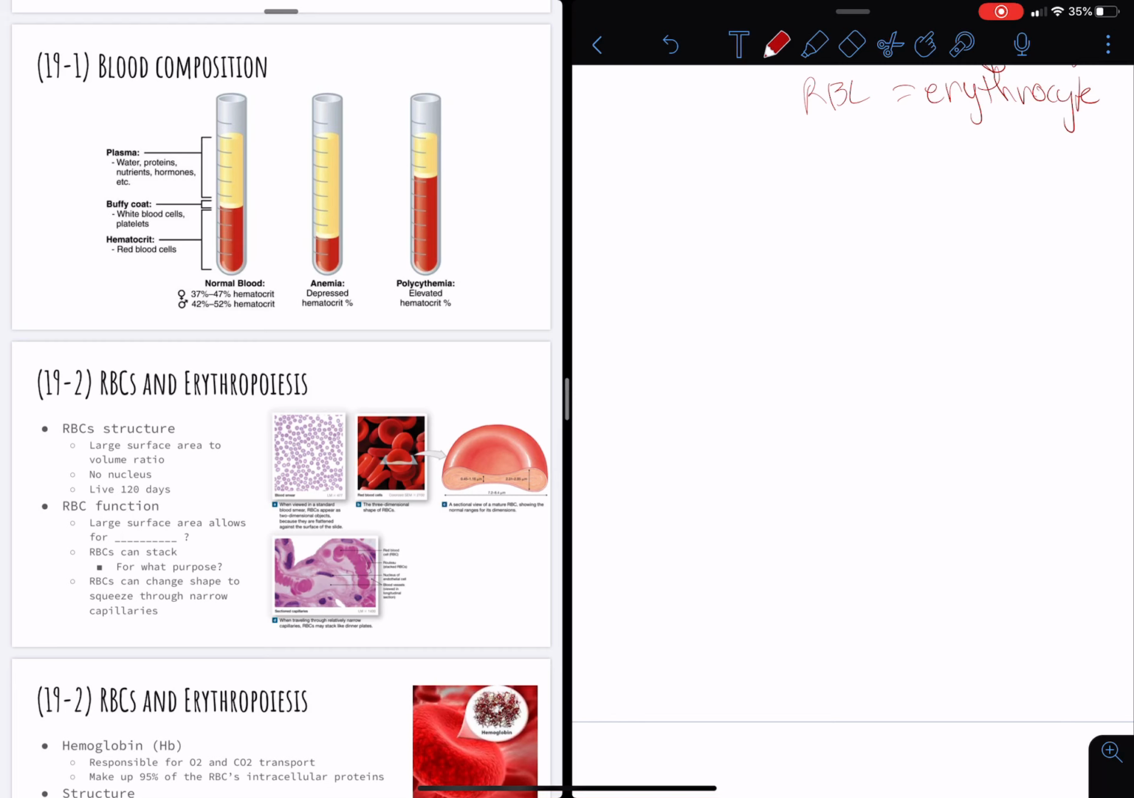If we were looking at someone who is anemic, who has less than the normal number of red blood cells, then we would see that their hematocrit would be much lower and their plasma would be much higher. And then the opposite would also be true for someone with polycythemia, where they would have an elevated hematocrit level, where they would have too many red blood cells compared to normal, and they would have limited plasma.